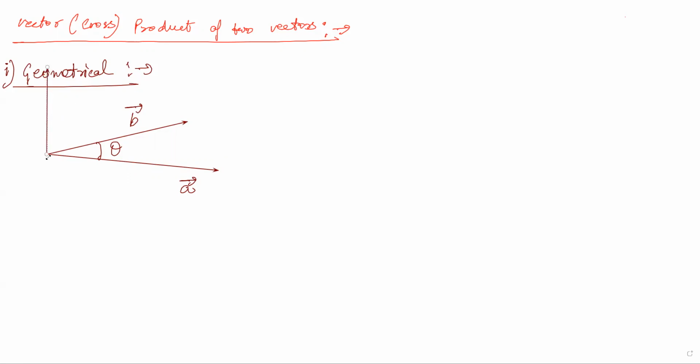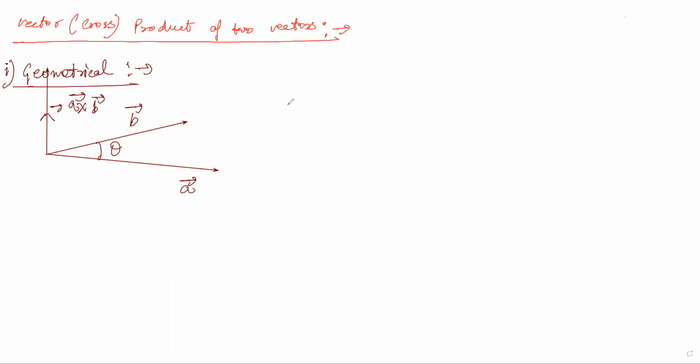A cross B will be a vector perpendicular to both of them. This is A cross B with an upward direction. Guys, how do we know the direction? For this, we use the right hand thumb rule.